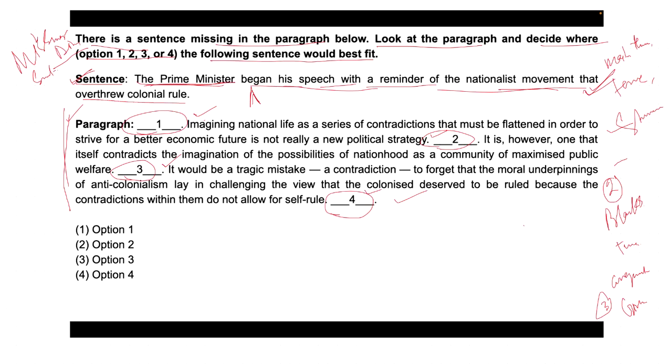Now, the paragraph stated, imagining national life as a series of contradictions that must be flattened in order to fight for a better economic future is not really a new political strategy. It is, however, one that itself contradicts the imagination of the possibilities of nationhood as a community of maximized public welfare. It would be a tragic mistake, a contradiction, to forget that the moral underpinnings of anti-colonialism lay in challenging the view that the colonized deserve to be ruled because the contradictions within them do not allow for self-rule.